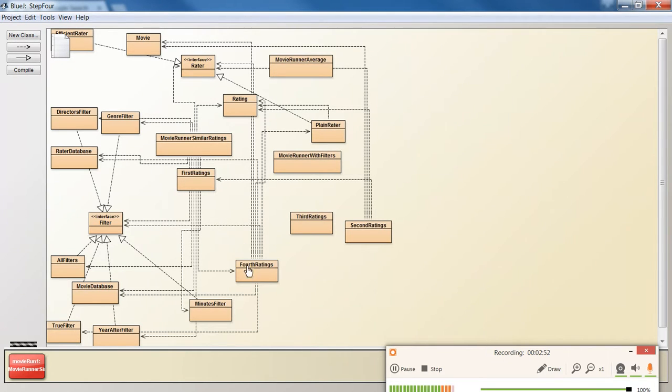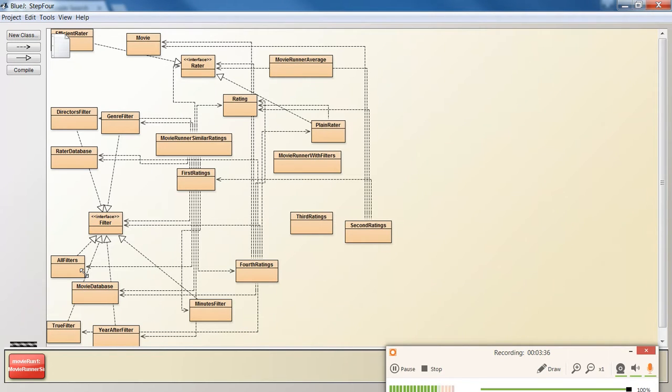We have two types of arrows, and these arrows represent the relationships between the different classes. So a simple arrow with a thin head basically represents the relationship of being used. That is, the first ratings class is being used by the second ratings class. And then the other arrow, the one with the head of a shark fin, basically represents interfaces. So this filter class is an interface class, and the minutes filter, the class from which the arrow is being sourced, implements this filter class, and so does true filter, year filter, all filters, etc.